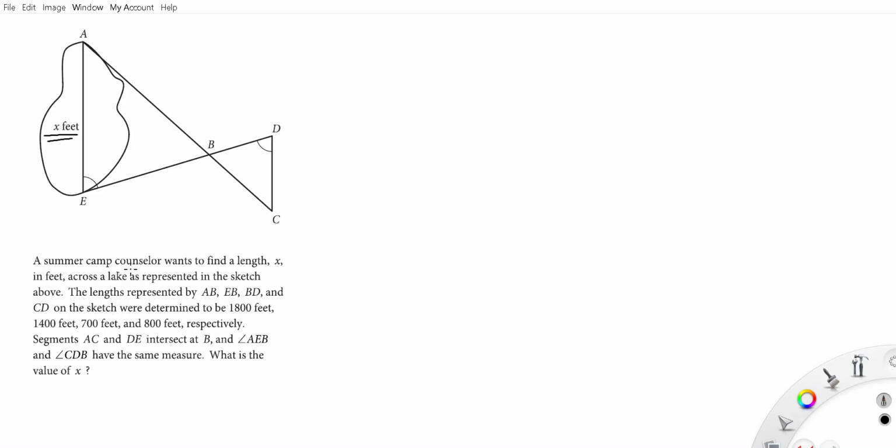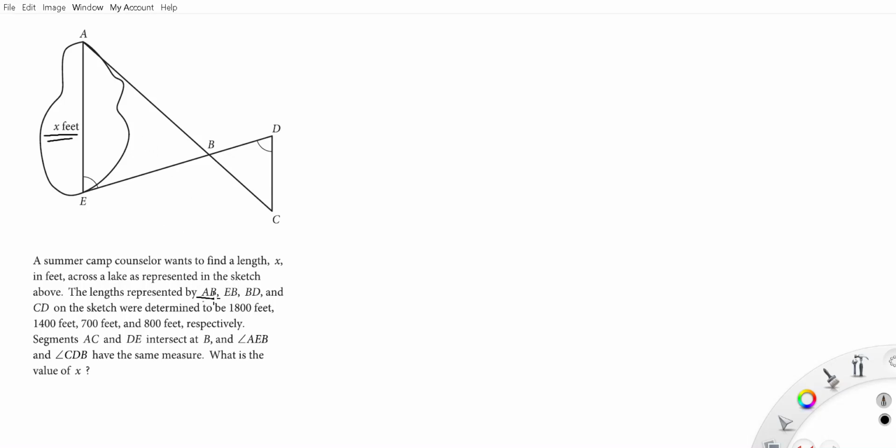It says a summer camp counselor wants to find the length x in feet across a lake as represented in the sketch above. So this sketch right here is that of the lake. The lengths represented by AB, EB, BD, and CD on the sketch were determined to be 1,800 feet, 1,400 feet, 700 feet, and 800 feet, respectively. So I'm going to go ahead and label.